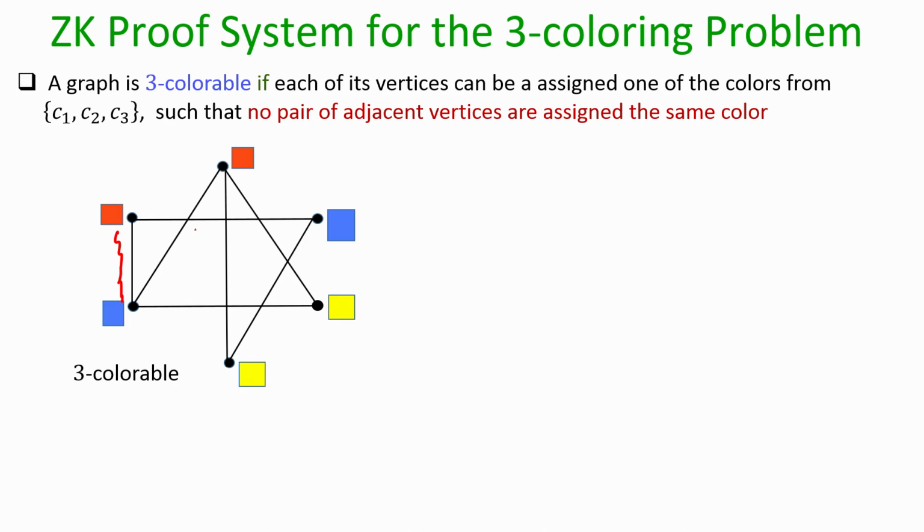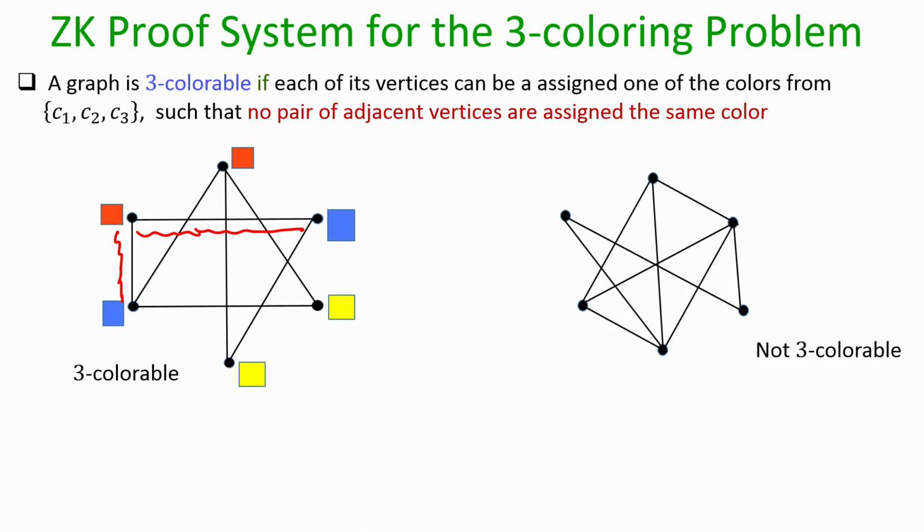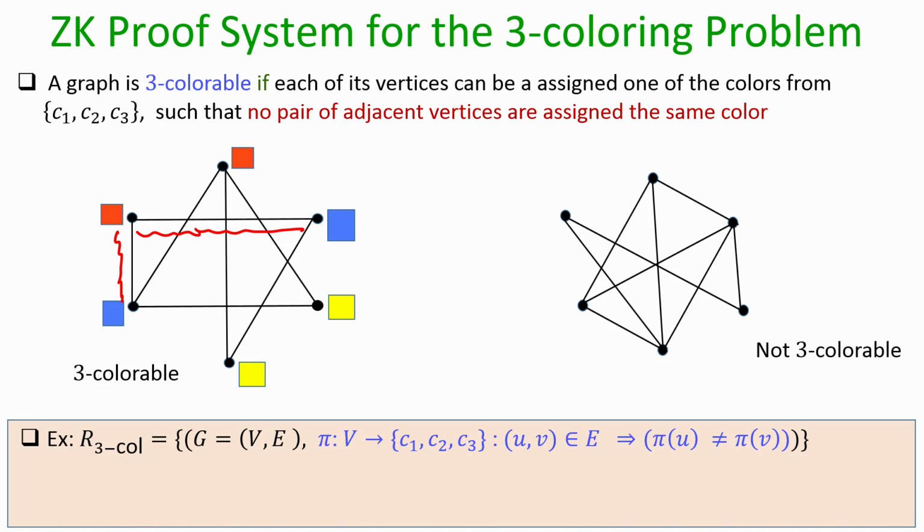In the same way, if I consider this edge, the endpoints are getting different colors and so on. On the other hand, if I consider the graph on your right hand side, then it is not 3 colorable. That means it is not at all possible to color all the vertices of this graph with just 3 colors, satisfying the condition that no pair of adjacent vertices are assigned the same color.